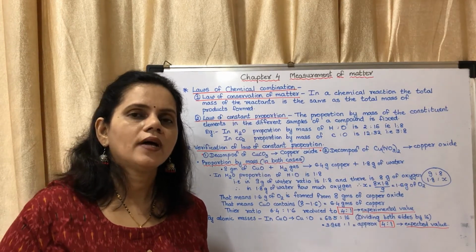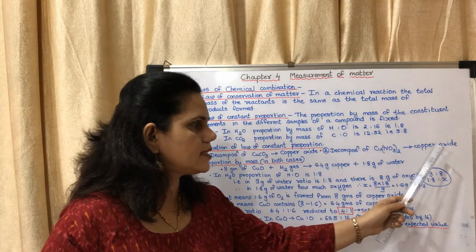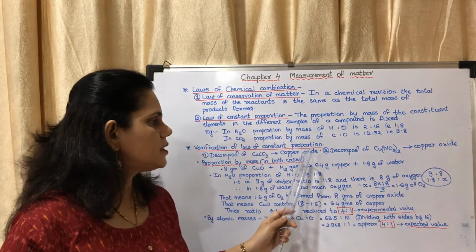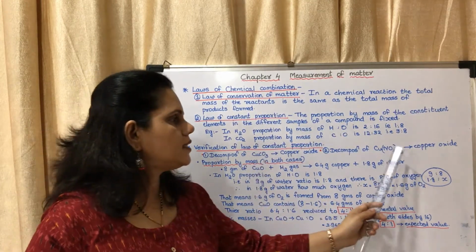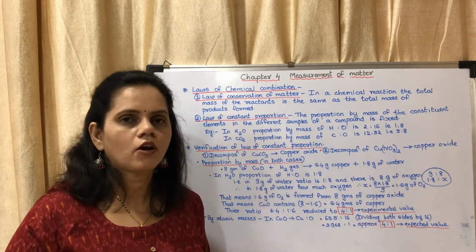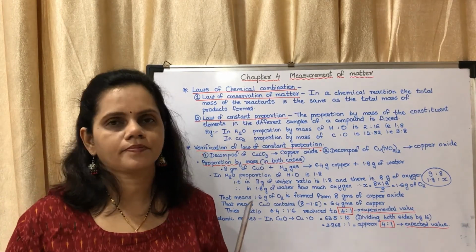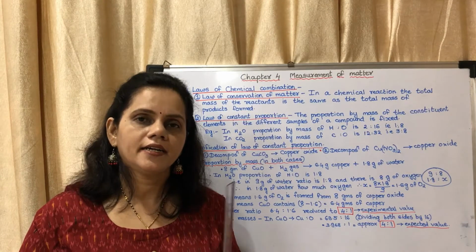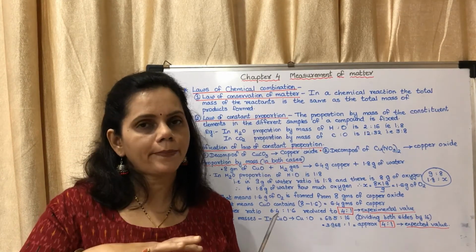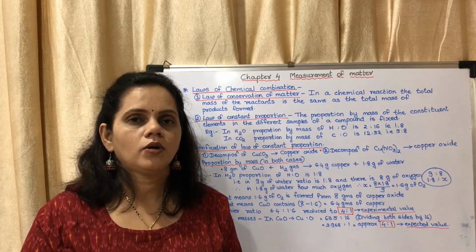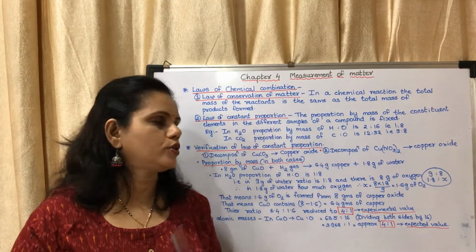So here you have got two samples of copper oxide. This is also copper oxide, this is also copper oxide, but this copper oxide you got from copper carbonate and this copper oxide you got from copper nitrate. So the source of the two different copper oxides are different, but you have to show that the proportion of copper and oxygen in both will be the same. Now how to do that?